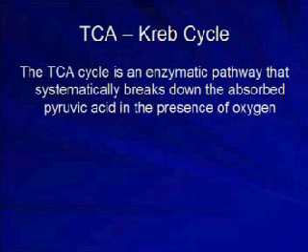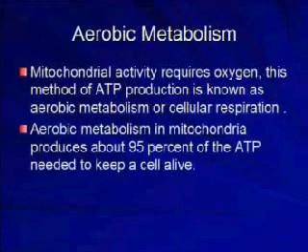The important fact for you to understand is this is an enzymatic process. Pyruvic acid goes through several steps of metabolism through this enzymatic process, but the end result is the generation of that energy source, ATP. And again, the location where the TCA or the Krebs cycle takes place is inside the mitochondria. Aerobic metabolism, I've also already mentioned, is done in the presence of oxygen. Oxygen is required, so mitochondrial activity requires oxygen. The method of ATP production is known as aerobic metabolism or cellular respiration.